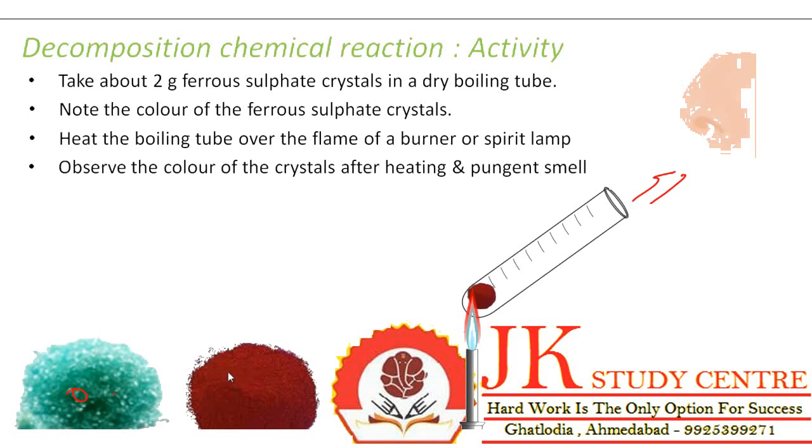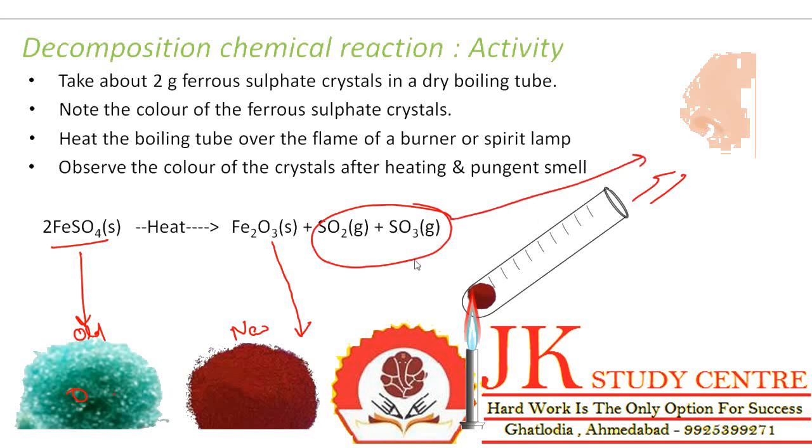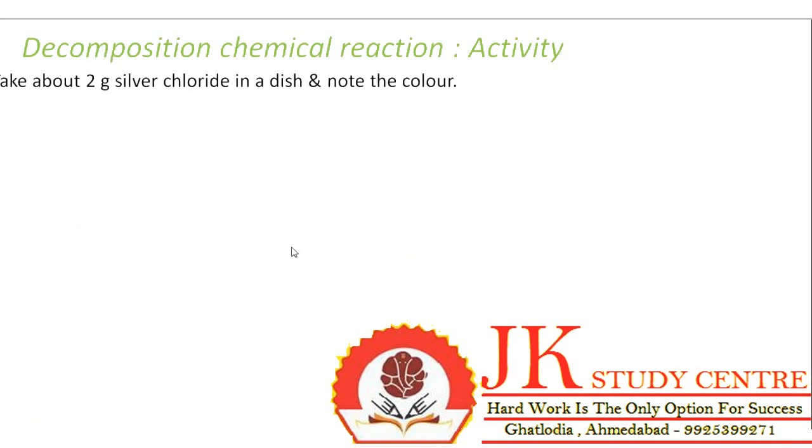So this was my original compound and this is my new compound, right? This is my old compound. What happened here? This was my ferrous sulfate, the blue one. When we heated it, it converted to Fe2O3. You got a gas also, and this gas is a pungent gas. So here, one compound is converted to multiple small compounds. This is a typical example of a decomposition chemical reaction where a bigger compound is decomposed into smaller compounds.